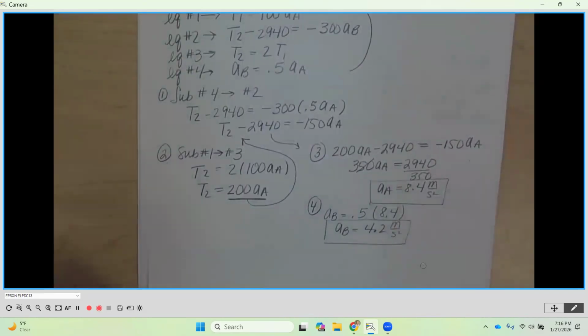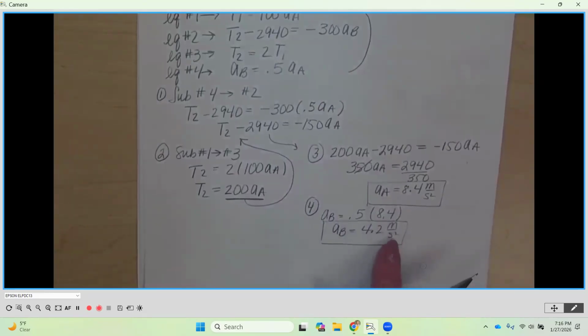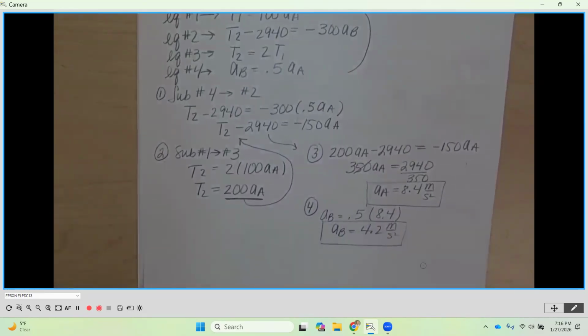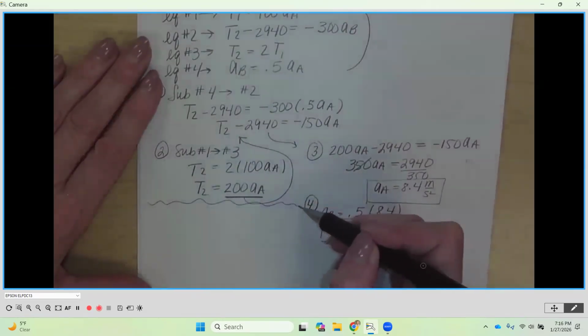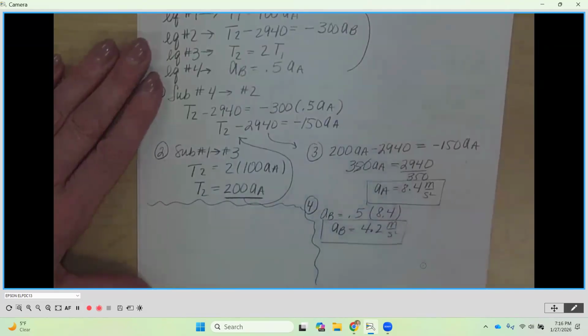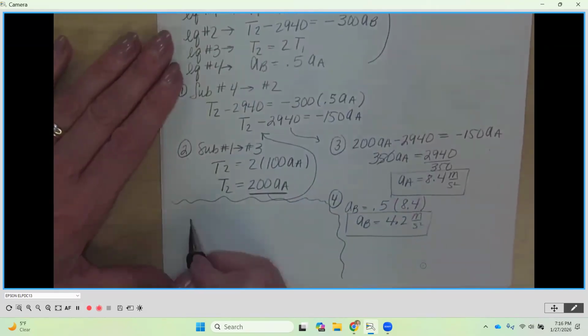Remember, when you report your final answer, it has to be labeled with its variable equal to, and make sure you put your final units in there. Since this is acceleration, it's meters per second squared for both of these. Okay, so now I've got my accelerations. So now I'm going to do my tensions. I'm going to squeeze them in here.